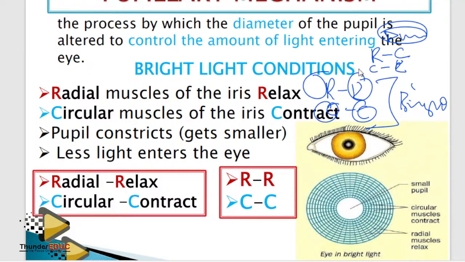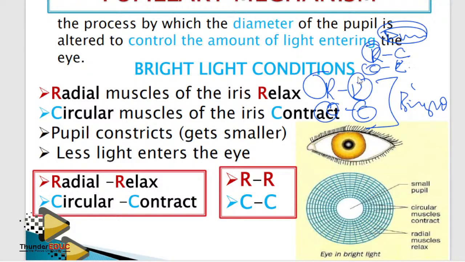R, radial muscles contract, circular muscles relax. The diameter of the pupil becomes big, yes? Yes, the diameter becomes big. And then what happens? More light will enter the eye. Yeah, that's dim light.